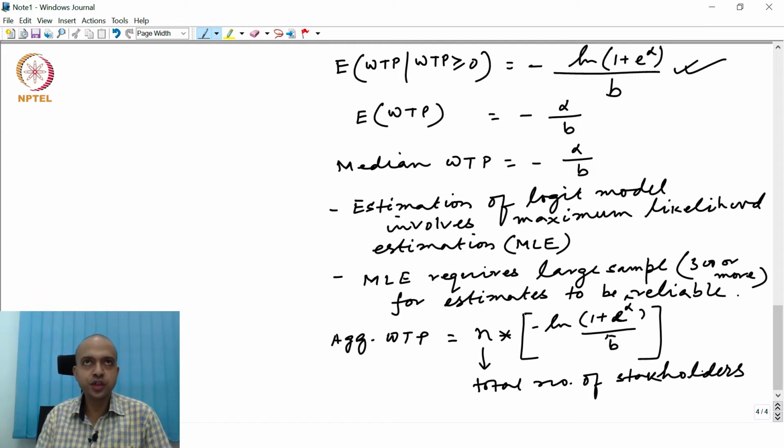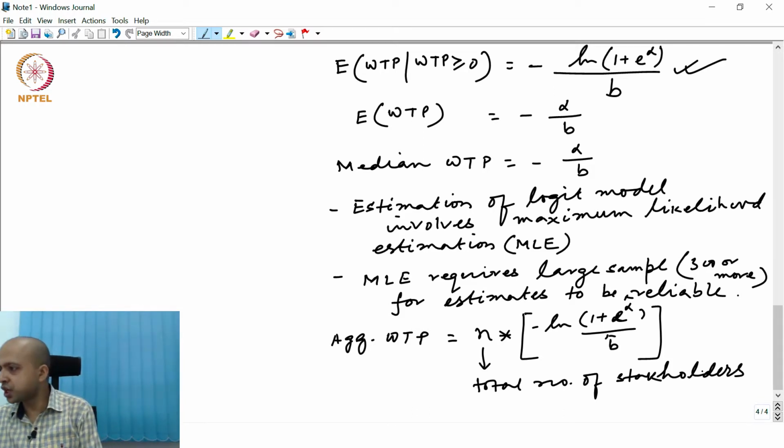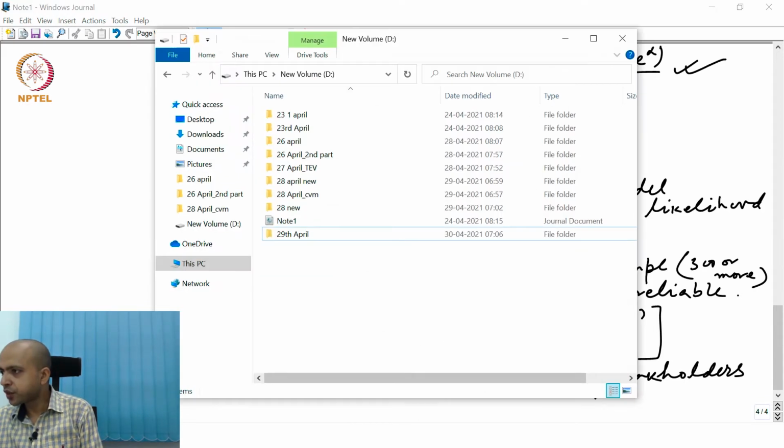Total number of stakeholders who are getting benefit from that particular environmental goal. And the paper that I am going to share with you, I will just show you the paper. This is the paper I am talking about.